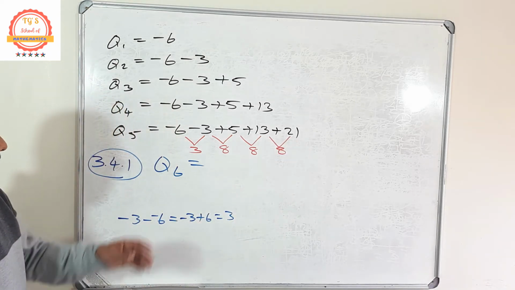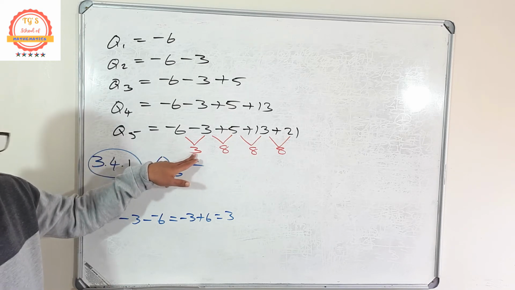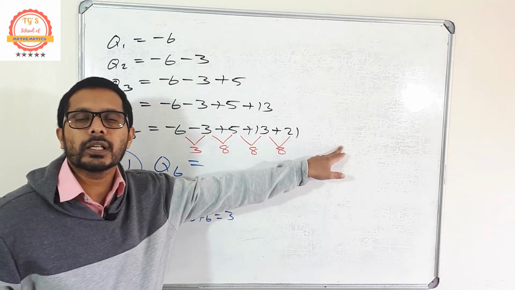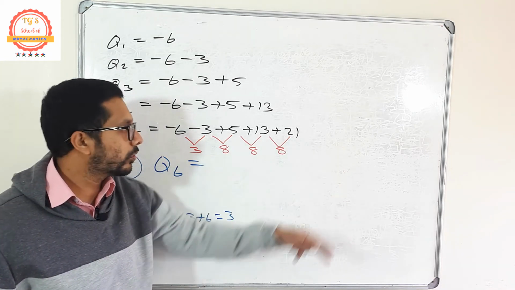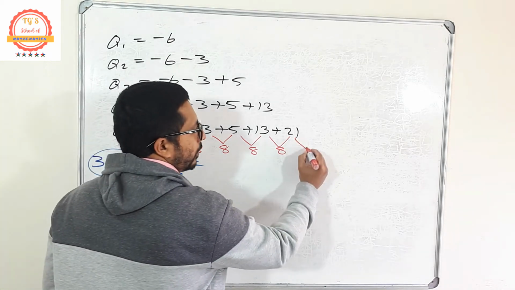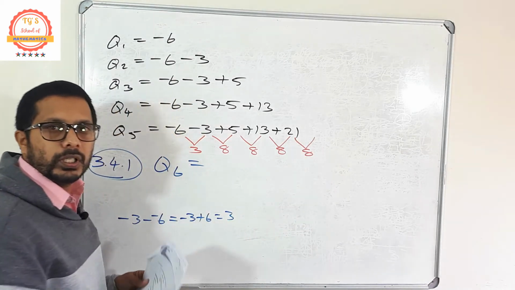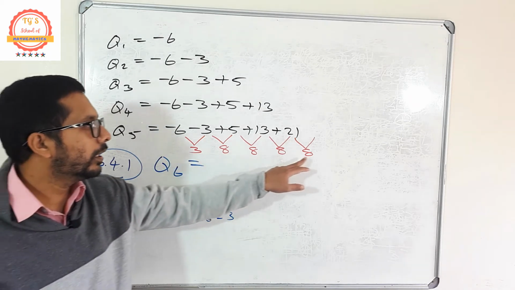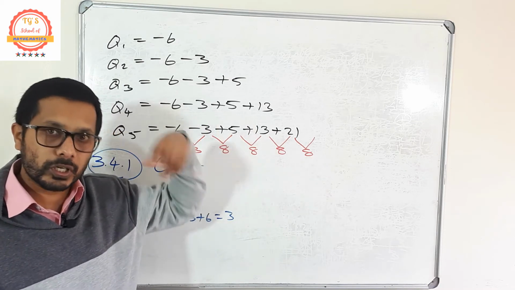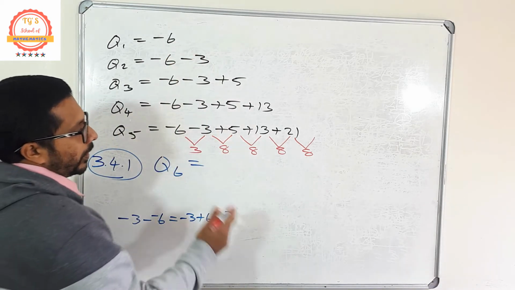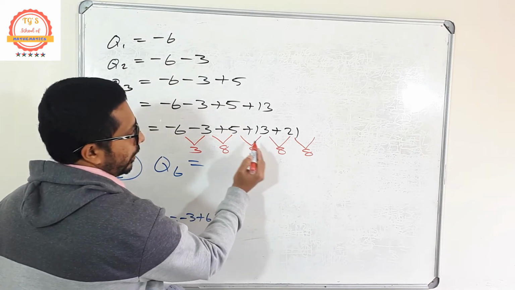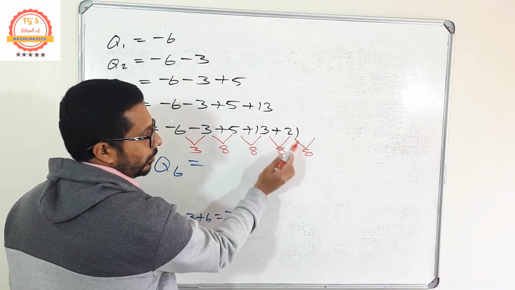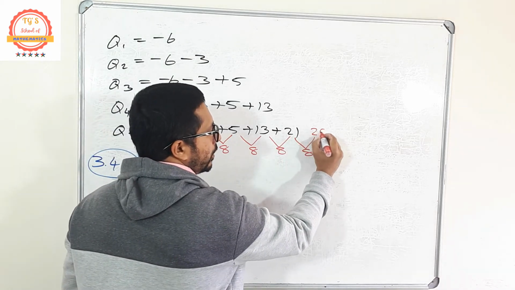Now look at the difference here. Only the first one is 3, and the remaining is a common difference. So the next one is also supposed to be 8. Only the first difference is something different, it's 3, but after that it is the same common difference. So how can you find the next term? 5 plus 8, 13. 13 plus 8, 21. So what is the next term? This 21 plus 8, that means here it is 29.